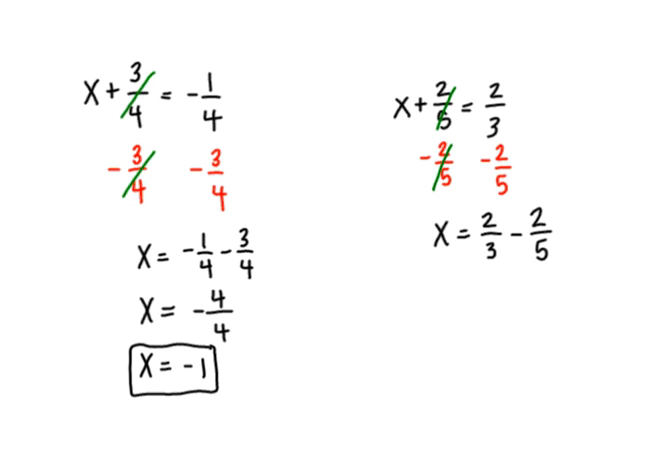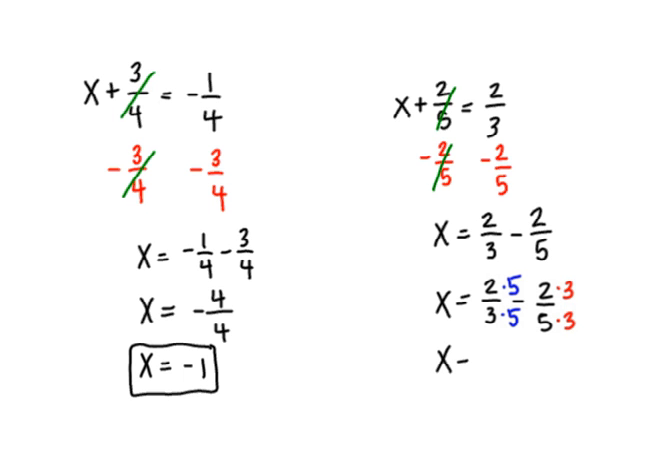I need a common denominator, and my common denominator for this problem would be 15. I need to turn both of these denominators into a 15. To turn 3 into a 15, I'll multiply by 5, which means I multiply by 5 on the top. To turn 5 into a 15, I multiply by 3, which means I multiply by 3 on the top.